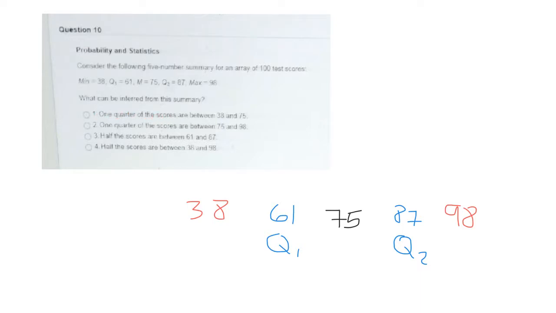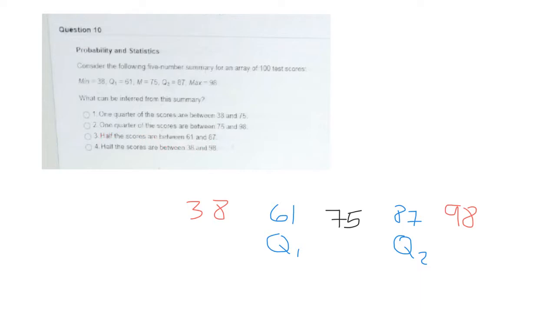1/4 of the scores are between 38 and 75. No, that cannot be inferred from this information that 1/4 of the scores are between these two. 1/4 of the scores are between 75 and 98. For a similar reason, that cannot be inferred either.